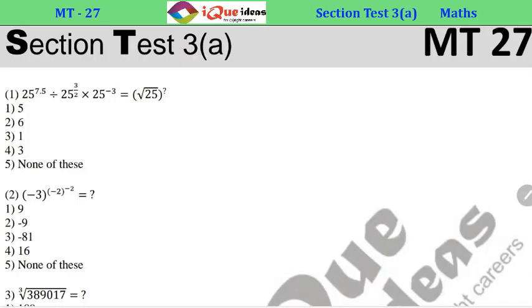Hello friends, now we'll take up the questions from exercise MT27. This is a mixed exercise. Let's take up the first one.